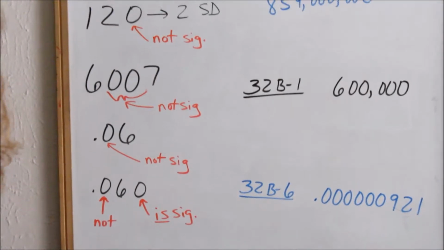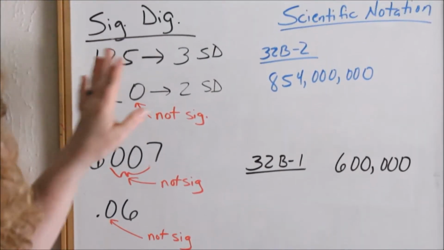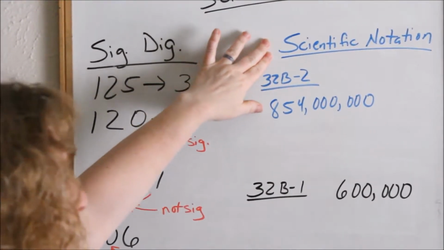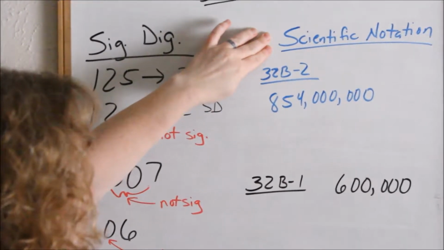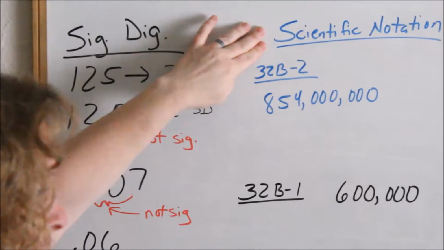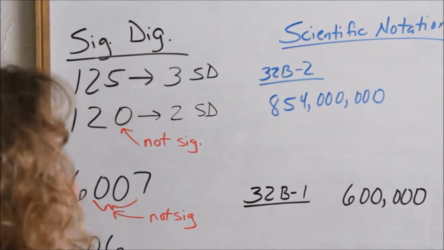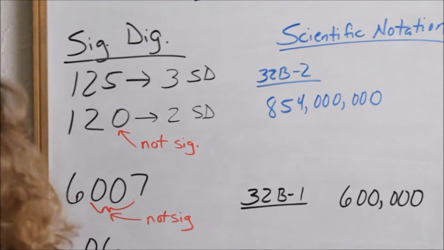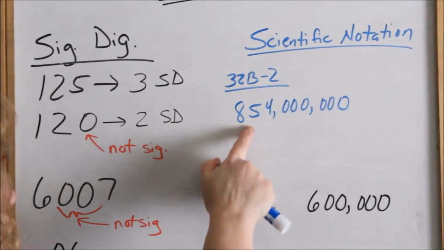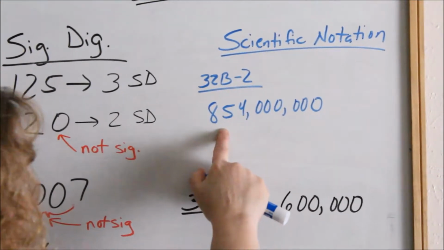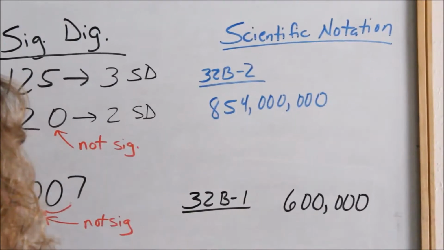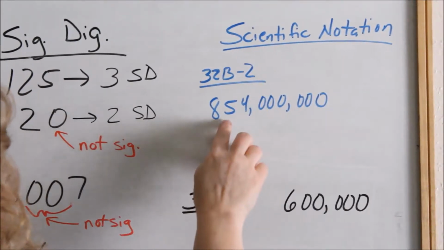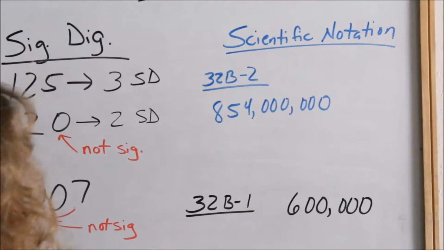Okay, so let's apply all this to scientific notation. First, I want to tell you how to put numbers in scientific notation, and then we will calculate and then put that with significant digits. Scientific notation is a way to write really large numbers or really long decimals into a smaller form so that we don't have to write a whole bunch of zeros.